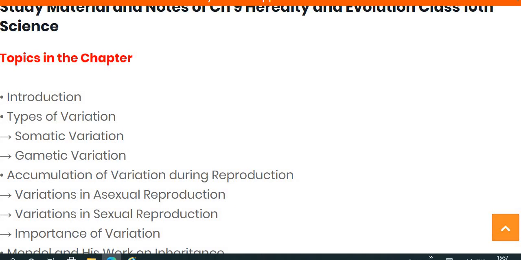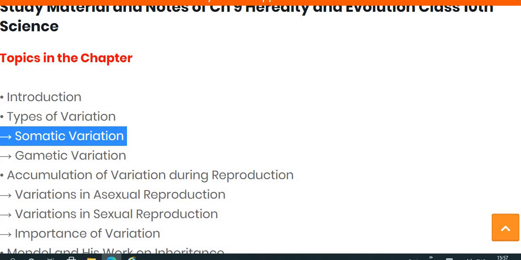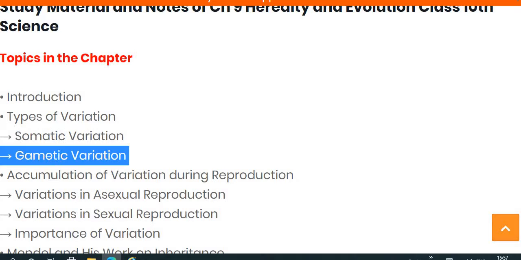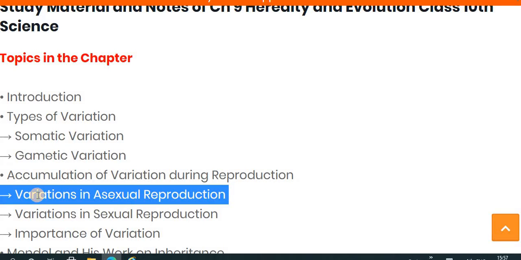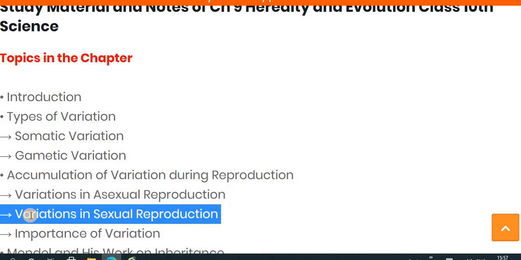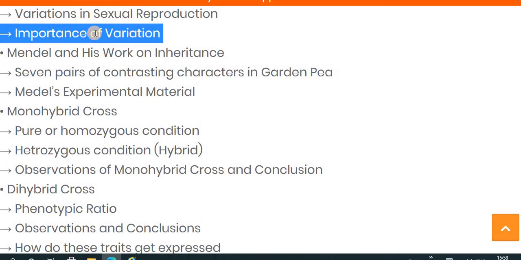In this chapter we are going to cover the types of variation. There are two types: somatic variation and gametic variation. Then the accumulation of variation during reproduction, in which there is variation in asexual reproduction and variation in sexual reproduction. Later on we will see the importance of variation, why variation is necessary for survival.